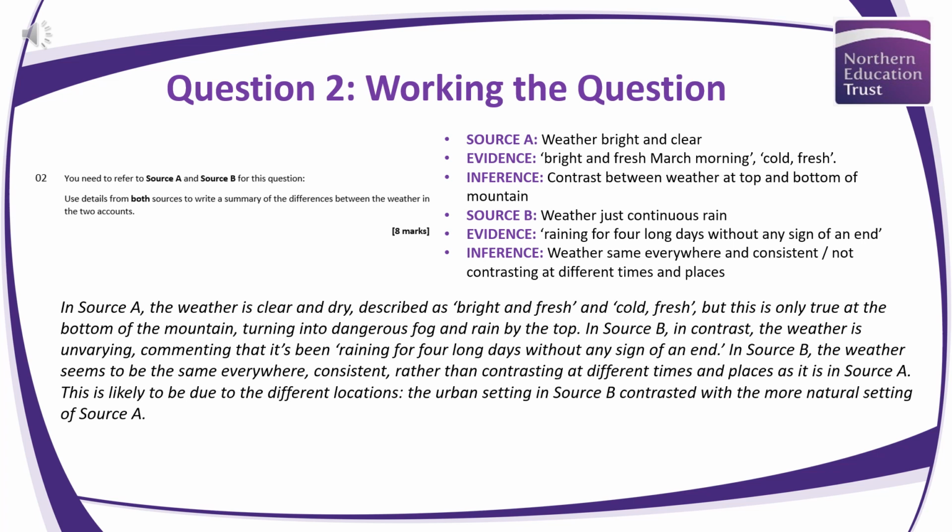Now that's one comparison, but I would want another comparison in the time that I've got. So it might end up, for my first comparison, looking something like this. In source A, the weather is clear and dry, described as bright and fresh and cold, fresh. But this is only true at the bottom of the mountain, turning into dangerous fog and rain by the top. In source B, in contrast, the weather is unvarying, commenting that it's been raining for 4 long days without any sign of an end. In source B, the weather seems to be the same everywhere, consistent, rather than contrasting at different times and places as it is in source A.